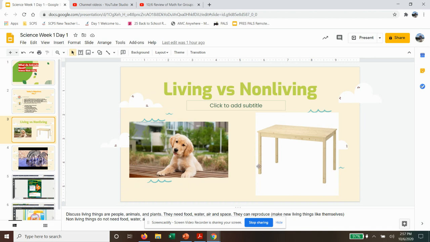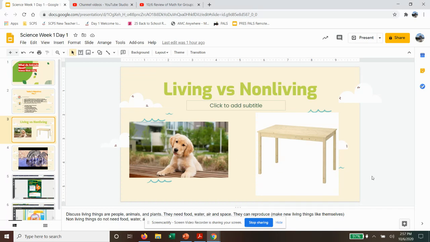I said that this puppy is an example of a living thing. It needs food, it needs water, it needs air, and it needs space to survive. If it doesn't have any of those or even one of those, it cannot survive.